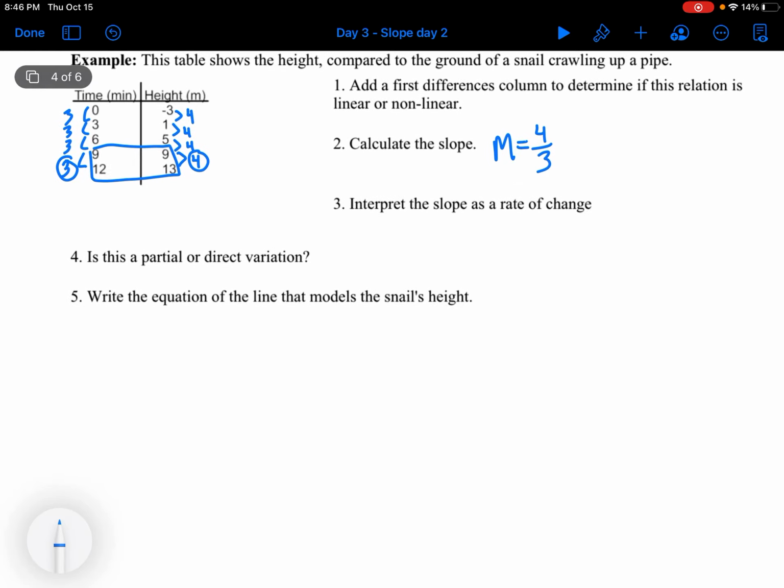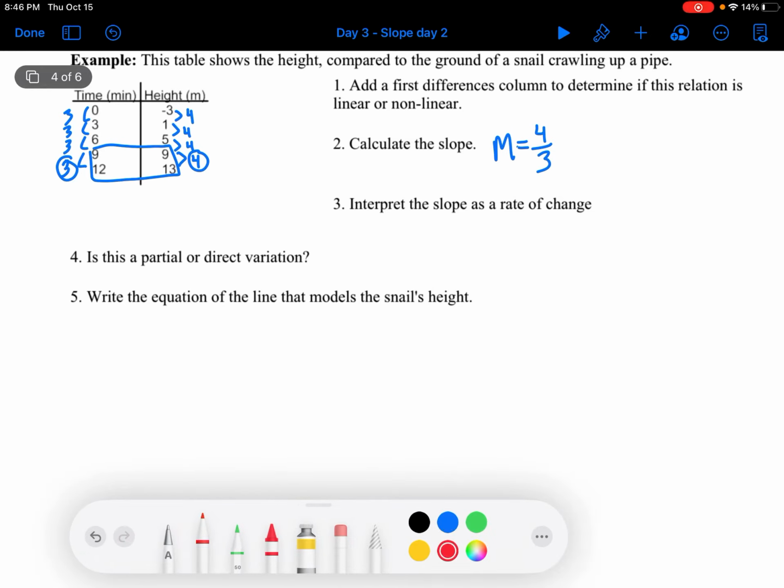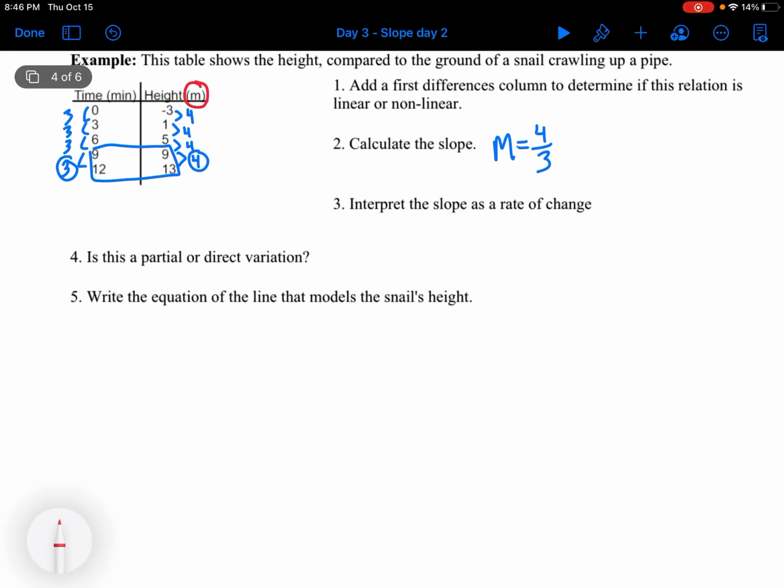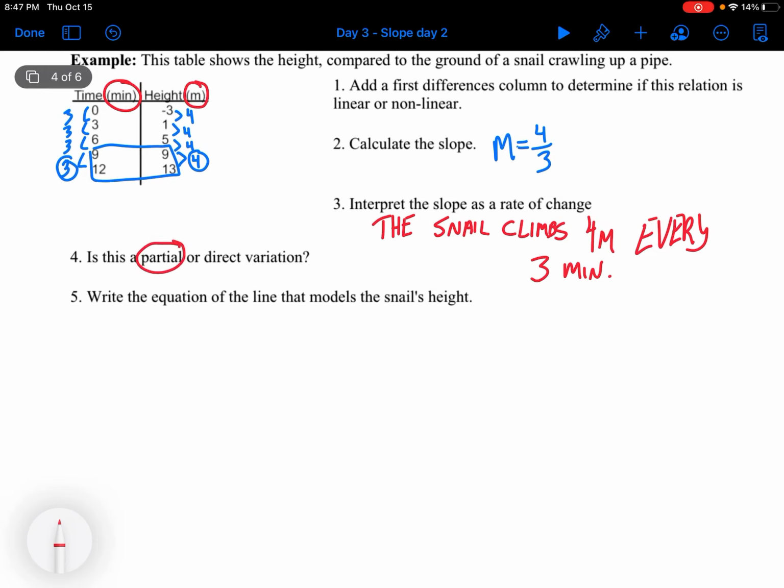Interpret the slope as a rate of change. Well, what this is telling me, if I look at the units, I'm going to change colors here. If I look at the units, our y value is meters and our time is in minutes. So this is saying the snail climbs 4 meters every 3 minutes. Is this partial variation or direct? Well, this is partial because we start at -3.